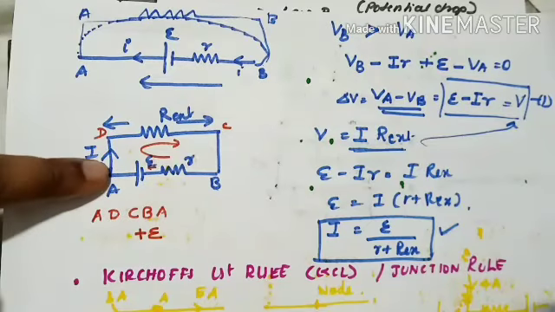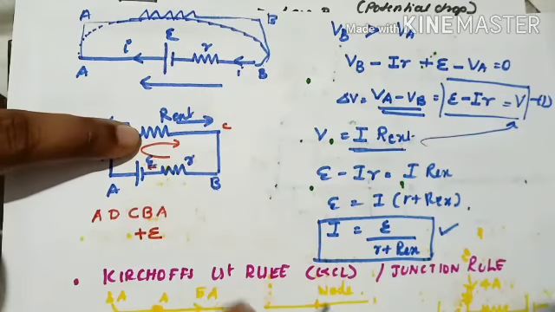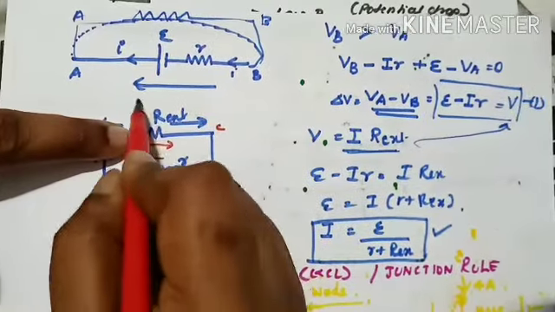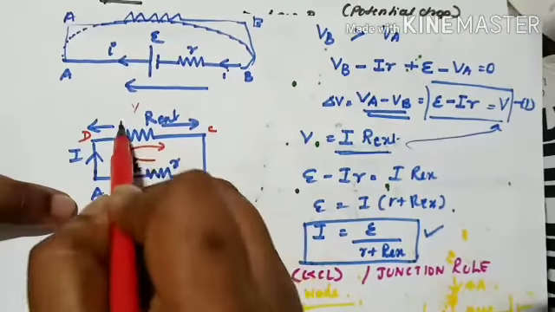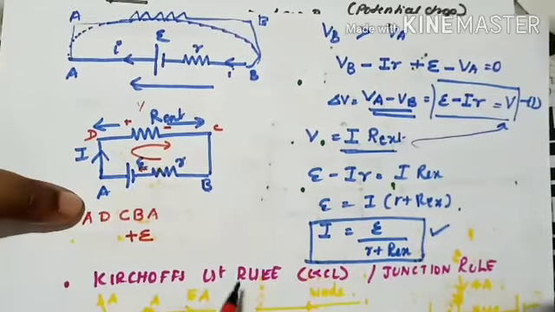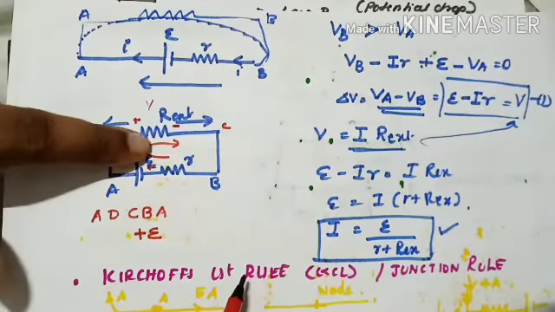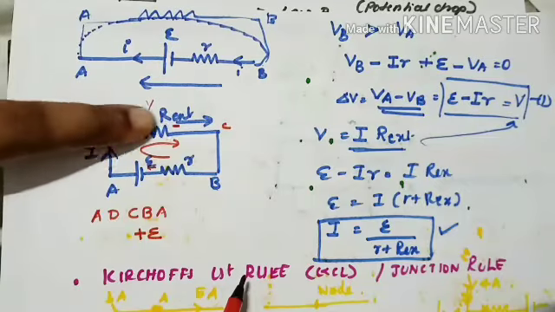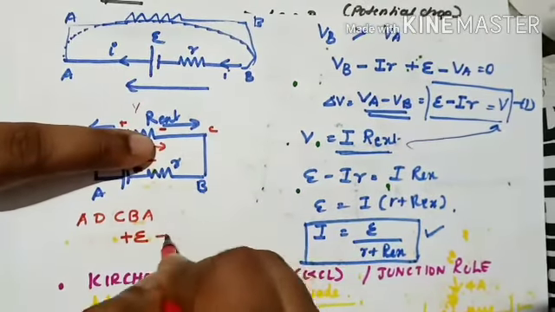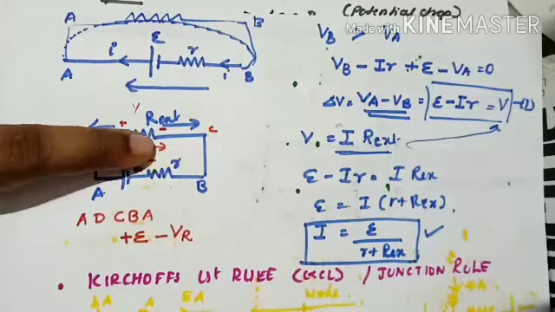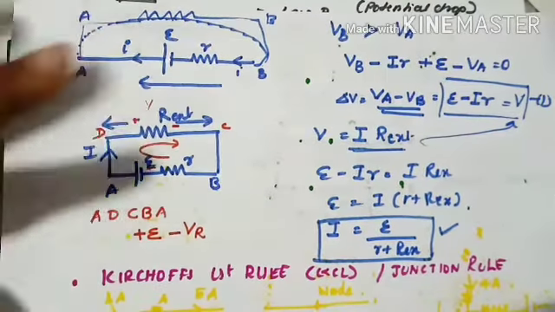Now the current is going in this direction, and I reached here. Suppose the voltage across this is V. Now this terminal becomes positive and this terminal becomes negative. I am moving in the same direction as the current in the resistance, so what will be the potential across resistance R? Let's name it VR, guys.